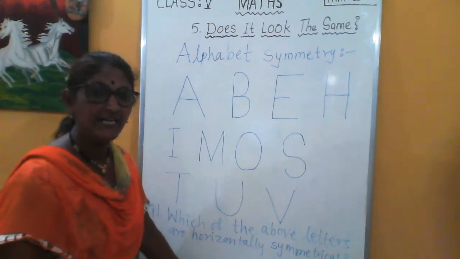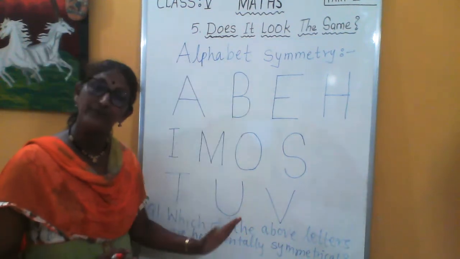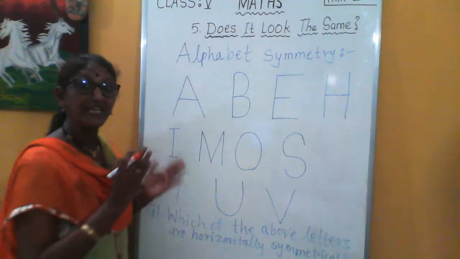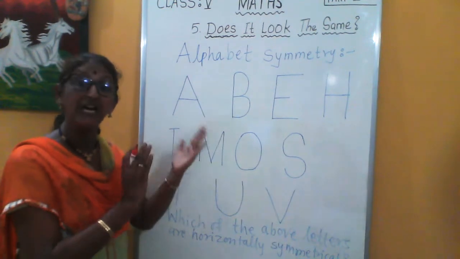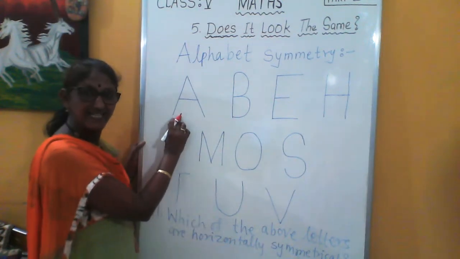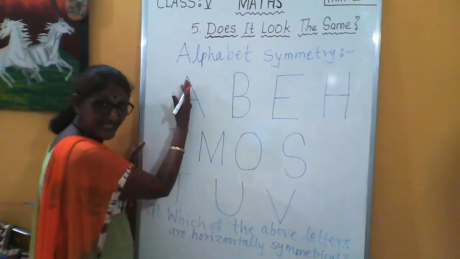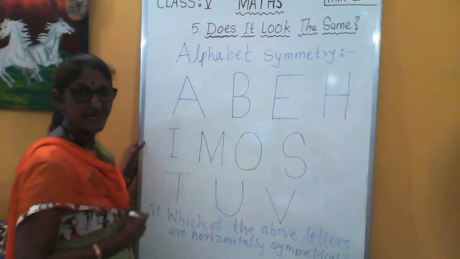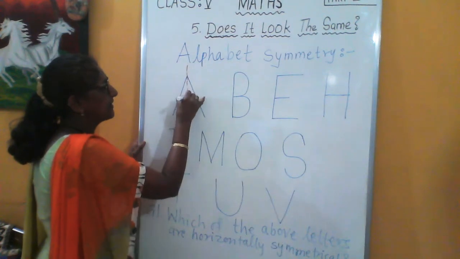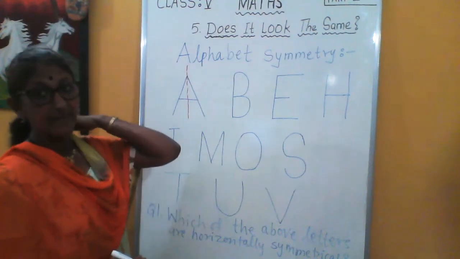Suppose a few letters are given here and you are asked to find out the symmetry of the following letters. At that time we have to see where to keep the mirror so that we can get equal parts of the alphabet. The letter is A. In this letter, if we keep a mirror vertically, we can get two equal parts of it. So here is a line of symmetry we can draw. We have to think like that, and draw the line of symmetry.